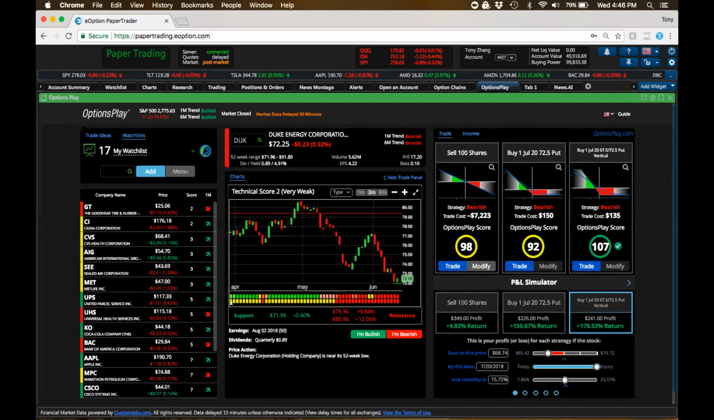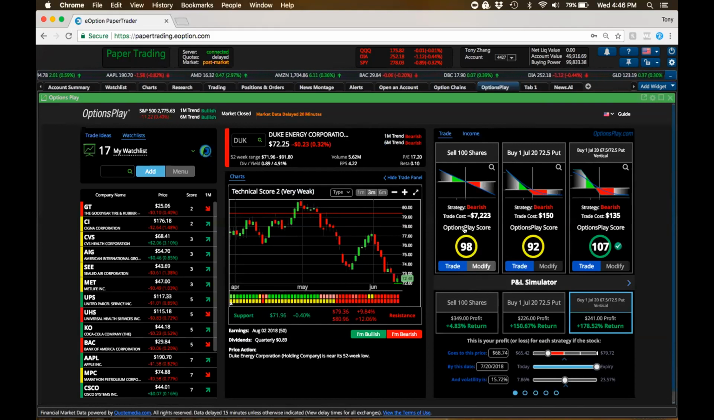But as you can see, Duke Energy, it's got a technical score of 2, telling me this is a weak stock in the overall market. 1 month and 6 month trends are bearish. It's been bearish for quite a few weeks now. So if I was looking at this particular stock, I might be looking for some bearish opportunities on this, and I can click on I'm bearish.